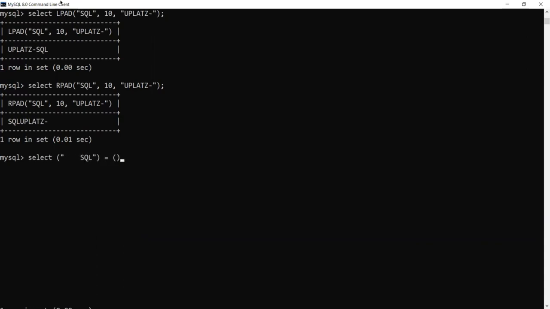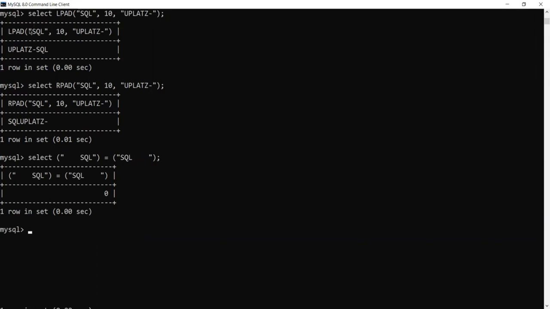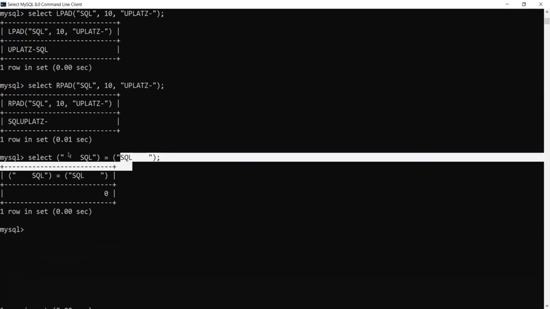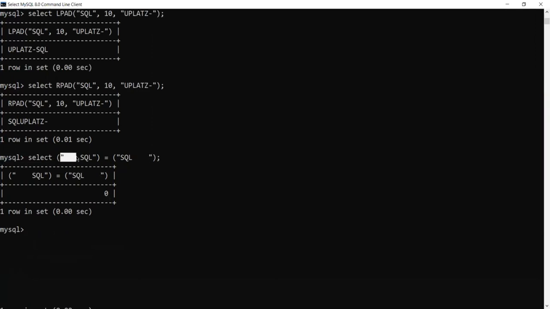Equal to, I am adding another. Okay, so now if you can see, SQL is equal to SQL, but the problem was with the number of spaces. There were a few spaces before SQL, here we had a few spaces after SQL, and that is the reason the output for this was 0.